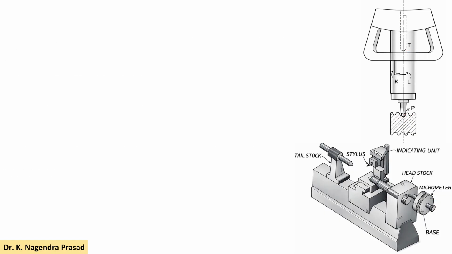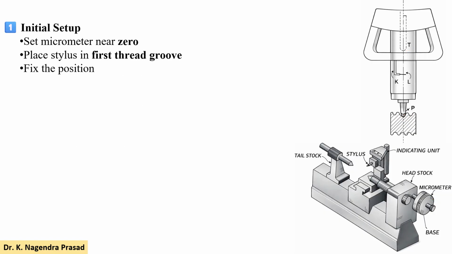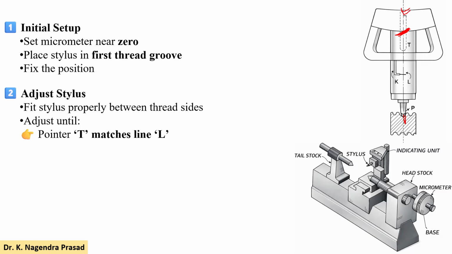Let's see the procedure. First is the initial setup. First set the micrometer reading to 0. Then place the stylus in the first thread groove and fix the position. Here you fix the position, and moreover this T should also be aligned with the marker. Then adjust the stylus.